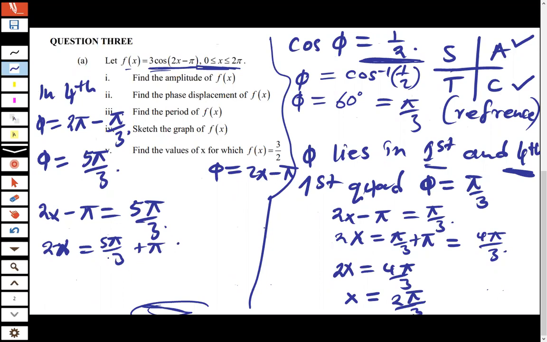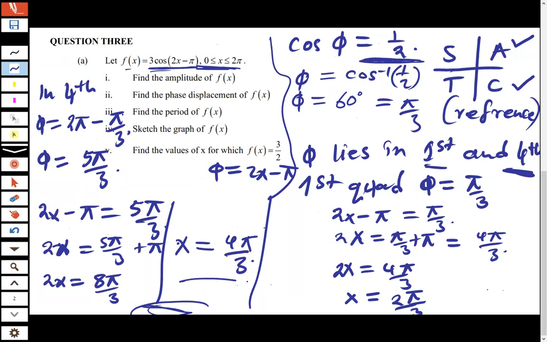When I add 5 pi over 3 plus pi, I get the value of 2x to be equal to 8 pi over 3. Then when I divide everything by 2 so that I leave x alone on this side, I get the value of x to be 4 pi over 3. So this is exactly how you find the values of x.